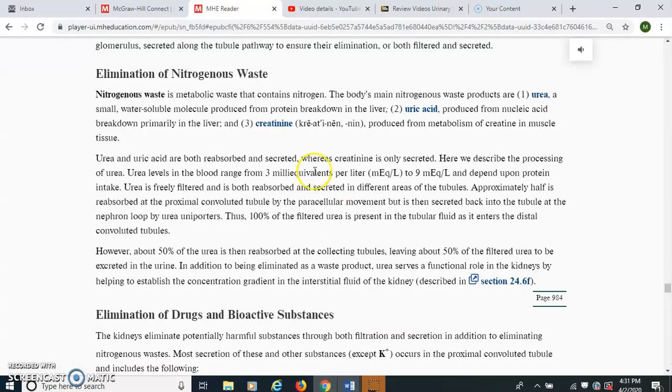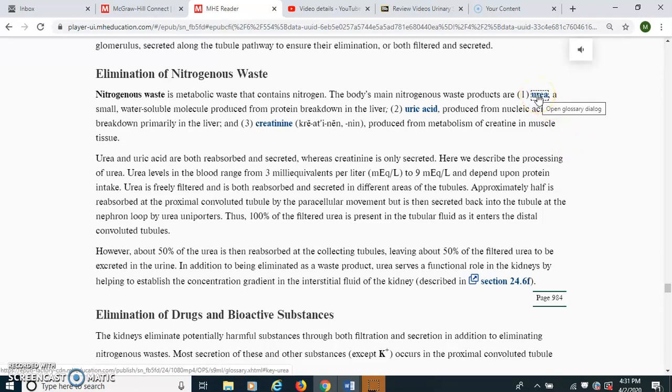And so when it comes to urea and uric acid, they get filtered. So realize all 3 will be filtered. But the urea and uric acid, as they move along the nephron, they're going to be reabsorbed and secreted. And it'll vary depending on which one we're talking about. And realize too, urea has a role in the kidneys. So even though it's a waste product, the kidney also uses it for a purpose.